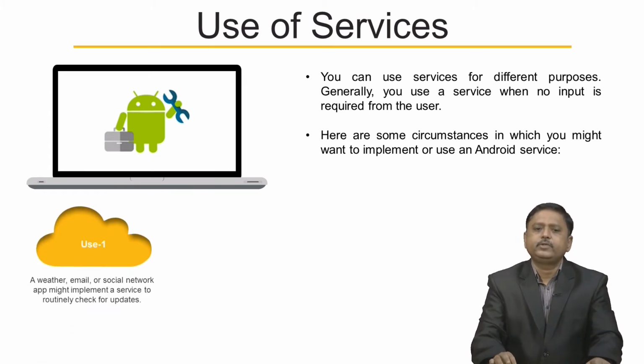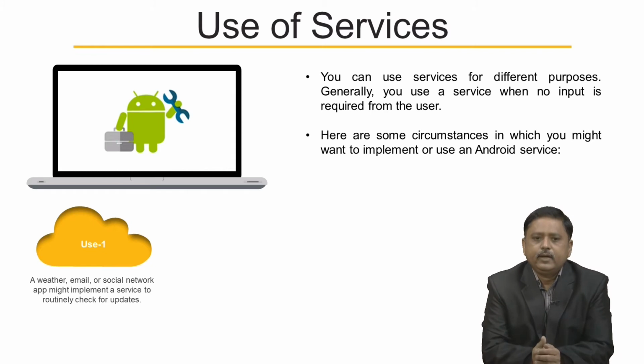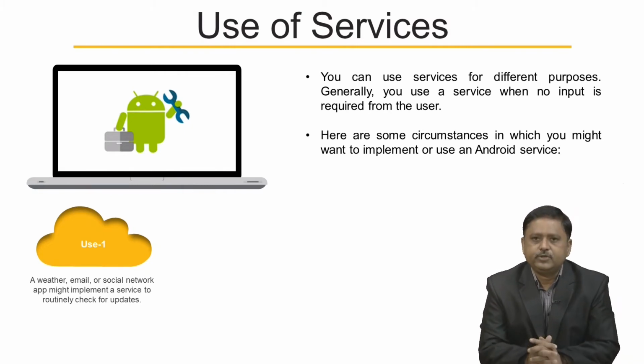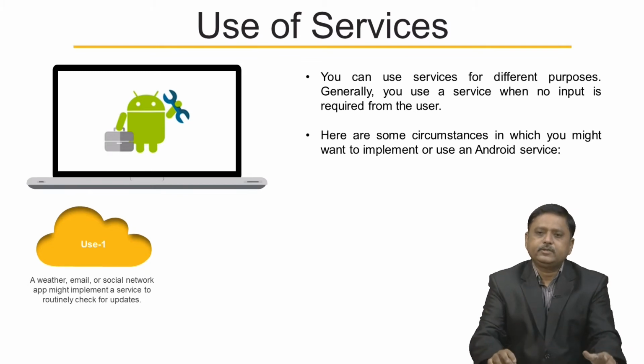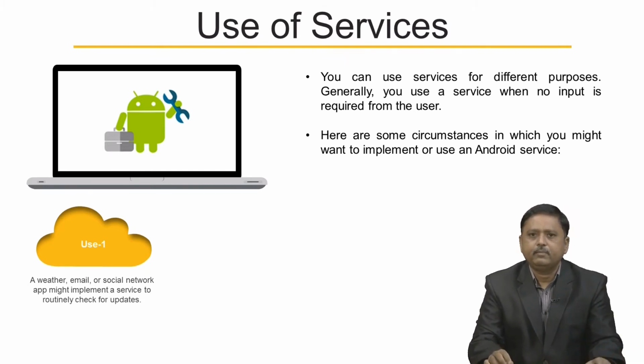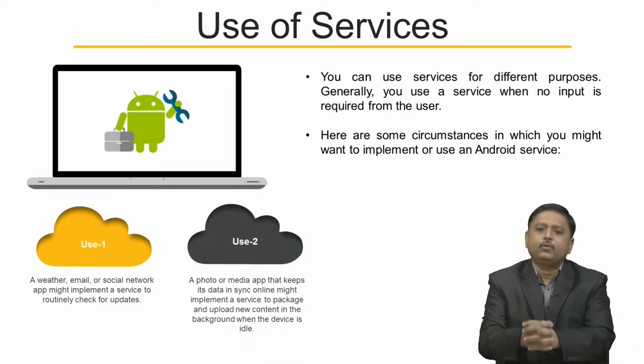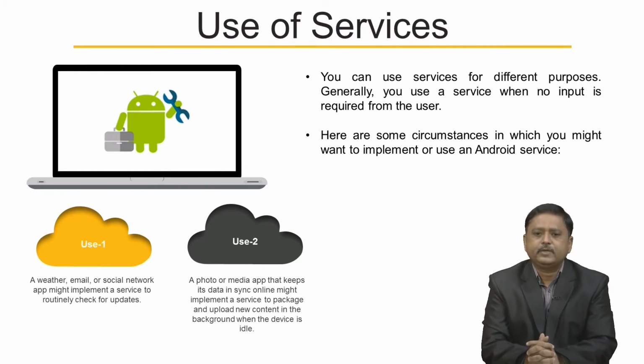So, first use is a weather, email or social network app might implement service to routinely check for an update. So, this is the first use where user interaction is not required and it can be done in background. The second use of service is a photo or media app that keeps its data in sync online might implement service to package and upload new content in the background when the device is idle.